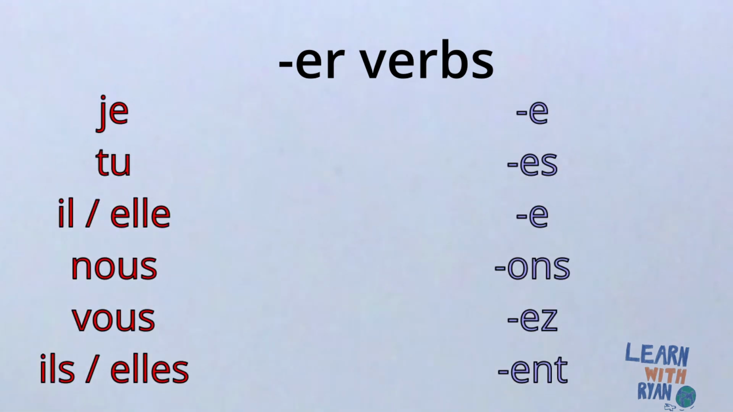So to form the present tense in French for ER verbs, we simply drop the ER and we add the following endings. For je, we add the letter E. For tu, we add the letters ES. For il, elle, we add the letter E. For nous, we add the letters ONS. For vous, we add the letters EZ, and for il, elle, we add the letters ENT.